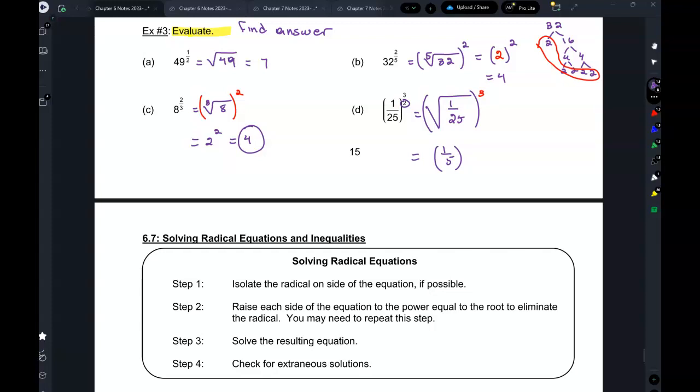to the power of how much? 3. So on top, 1 cubed is 1. 5 cubed is how much? 125. Okay? And that's it. That's the lesson. It took us like a very little time, right? So, okay. All right.